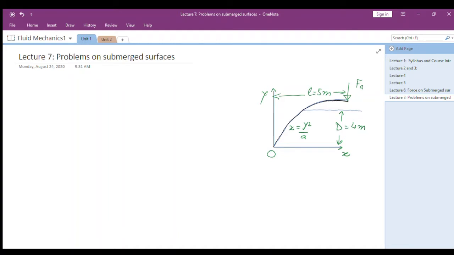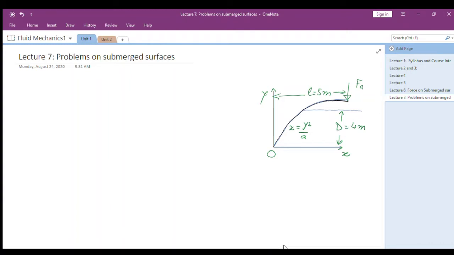One problem on a plane surface and maybe on a curved surface. Actually, if you can do a problem on a curved submerged surface, then the plane submerged surface is just a part of it, so it becomes easier. So let us start with the curved submerged surface.